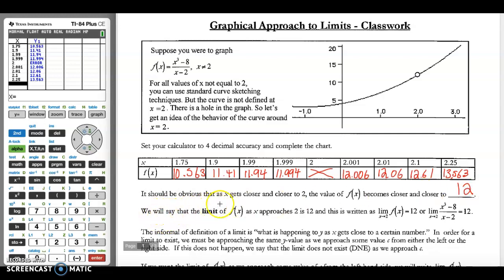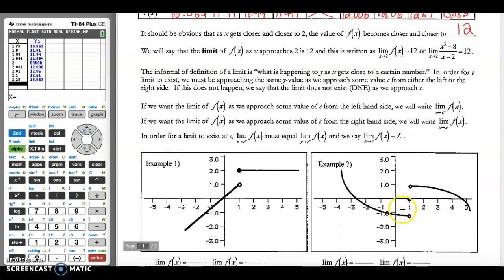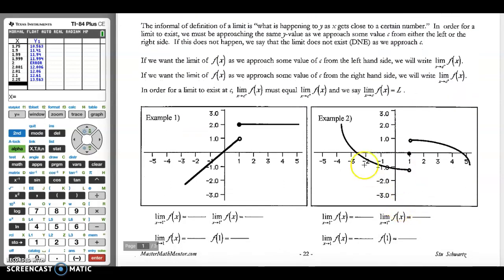And so then we would say that the limit of f of x as x approaches 2 is 12, and you can write it either this way or this way. I prefer this first version just because it's less writing and mathematicians are lazy. So if they tell you that this equation is f of x, then you can use f of x in your actual limit. So the limit of f of x as x approaches 2 is 12. The informal definition of a limit, and that's kind of what we've been using, is what is happening to y, or f of x, as x gets close to a certain number.